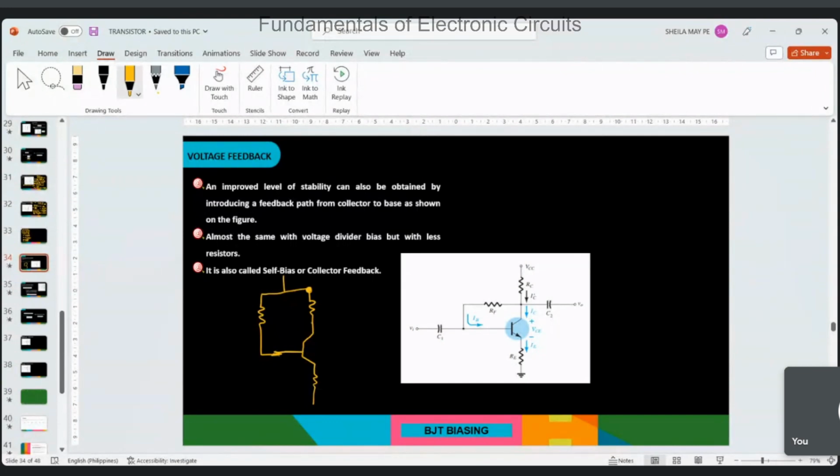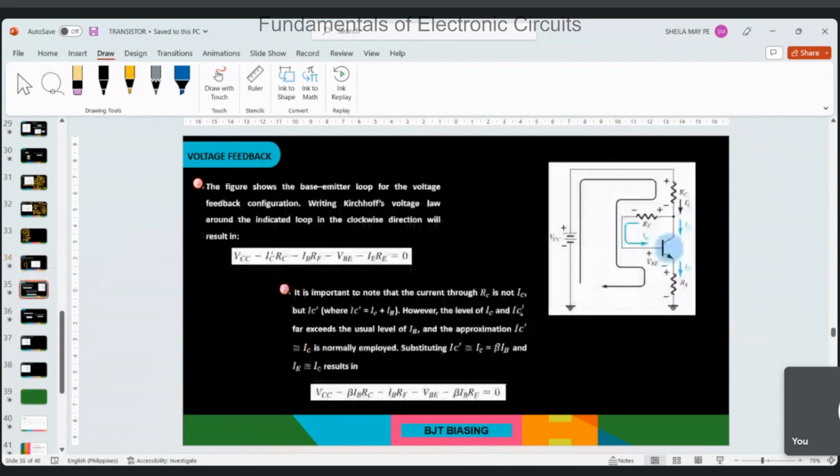after our collector resistor. Okay. So this one right here, its base connection is not before our collector resistor. It is after our collector resistor. And this is the general circuit for our voltage feedback. The base resistor connects after the collector resistor.